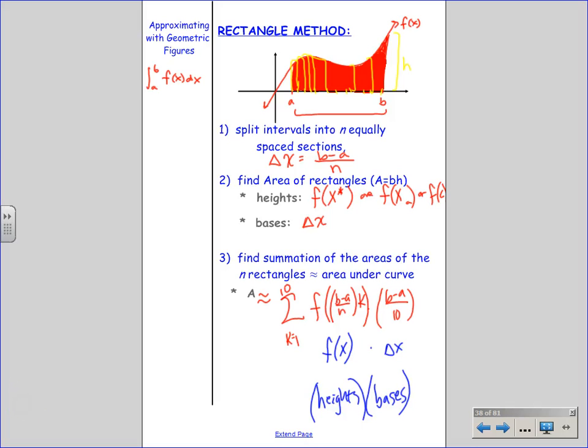Question. What does area have to do with integrals?